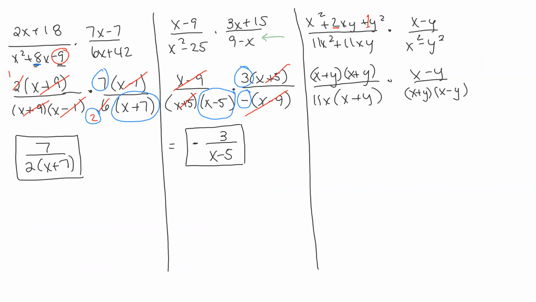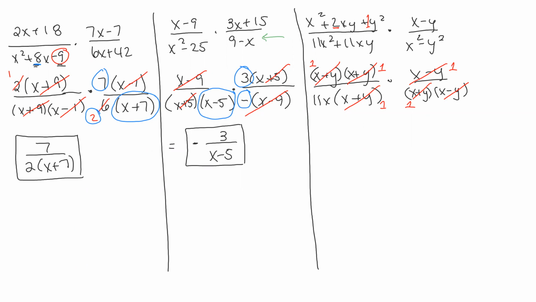I want to start canceling stuff that matches top to bottom. Well, I notice an x plus y in the numerator and an x plus y in the denominator. I notice another x plus y in the numerator and denominator. I notice an x minus y in the numerator and denominator. And here's something that we do. We get really, really lazy in math and we just say, oh, things cancel. Well, keep in mind, every time something cancels, you're leaving behind a footprint of 1.